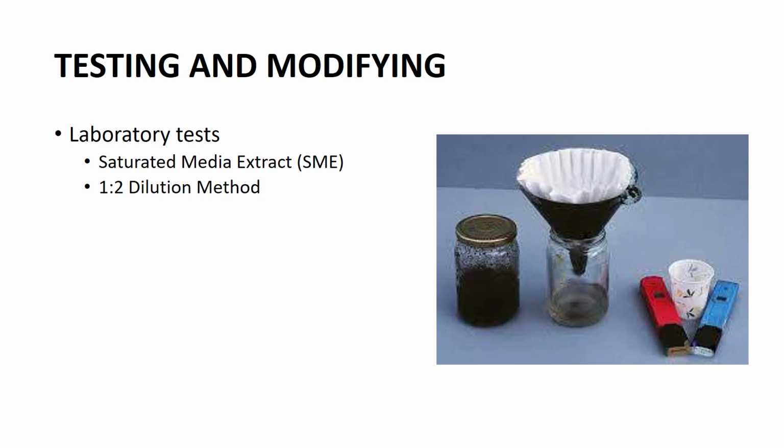The saturated media extract is a water extract of the entire media sample. A representative sample of the media is wetted with deionized water until water just barely stands on the surface. The mixture is allowed to stand for 90 minutes and then filtered upon suction. The filtrate is analyzed for important plant nutrients. In the 1:2 dilution method, an air-dried sample of soil and water are mixed together in the volume ratio of 1 part soil to 2 parts water.